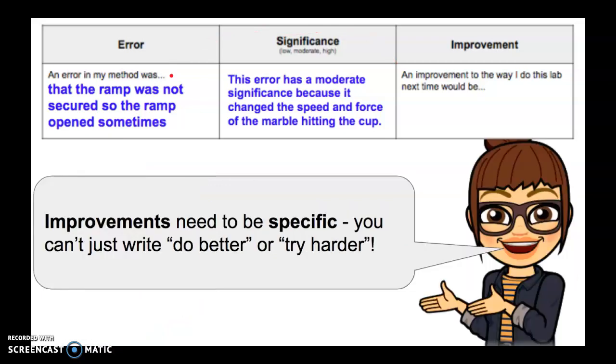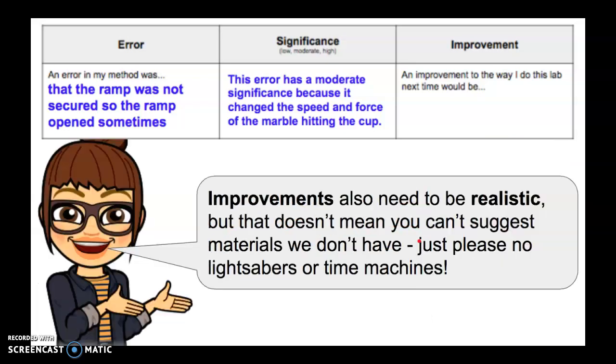So improvements need to be specific. You cannot just write do better or try harder. I will give you a lot of feedback. I will give you negative feedback if you write do better or try harder. You need to tell me how you're going to do better. You need to tell me how you're going to try harder.